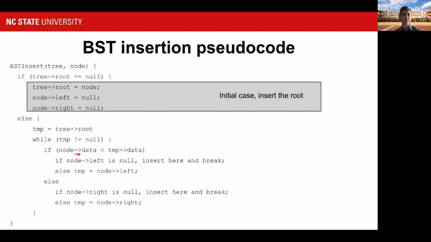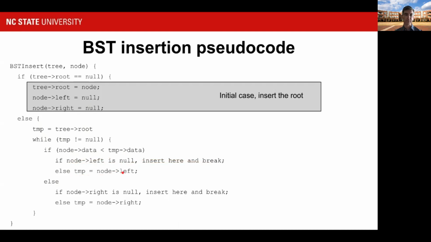And I'm going to say, well, is the data in my new node less than the data at this point in the tree? And if it's less, that means I need to go to the left side. So if node left is null, then that means I can just insert the node right at that place and stop. But if it's not null, then I need to advance my pointer to the left node and then do this process again.